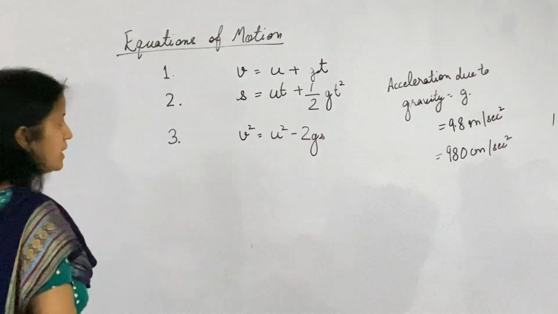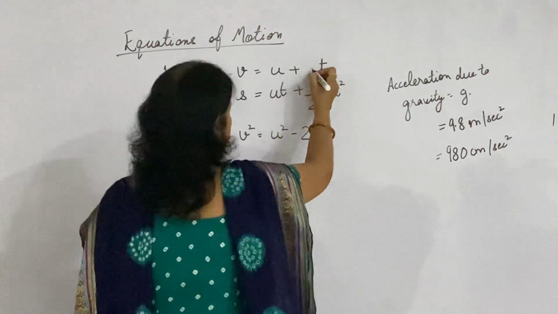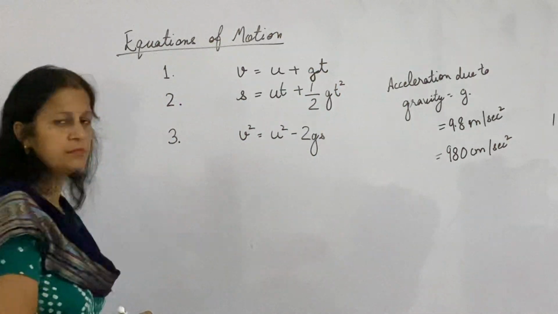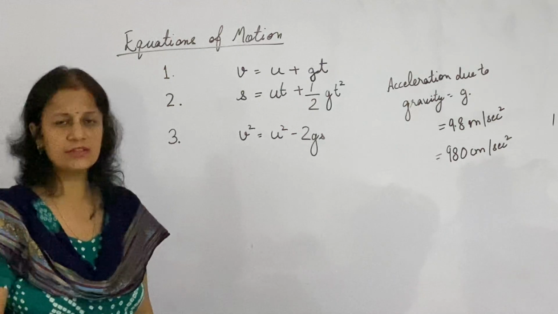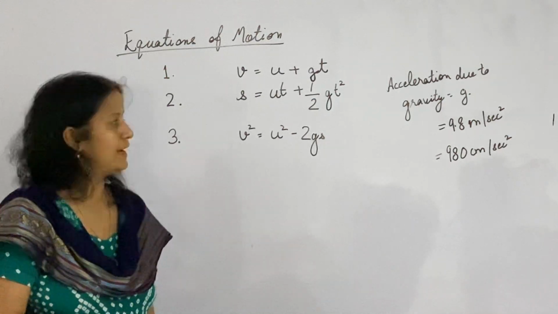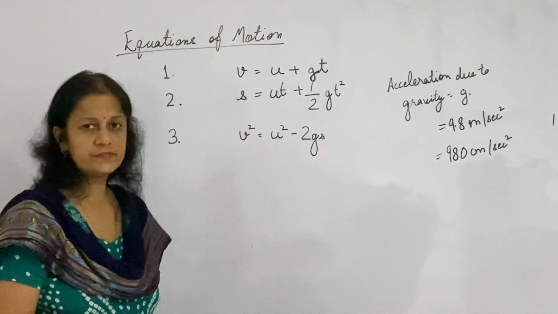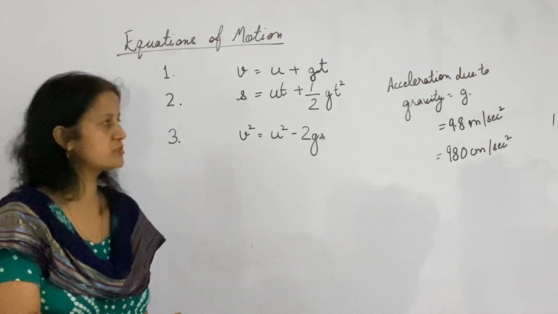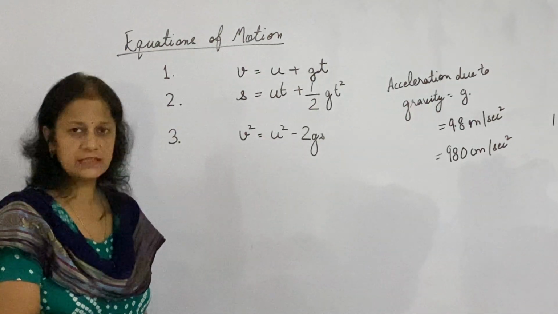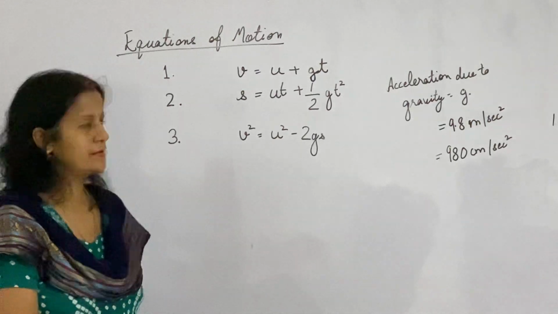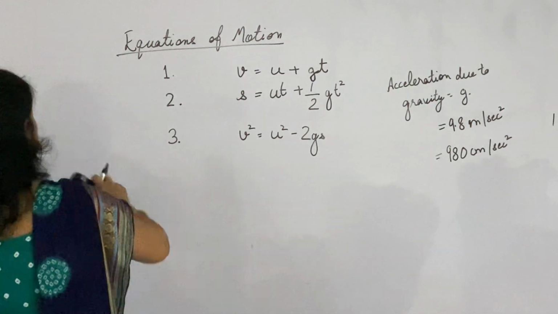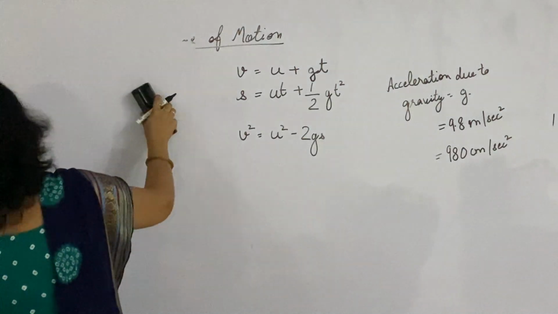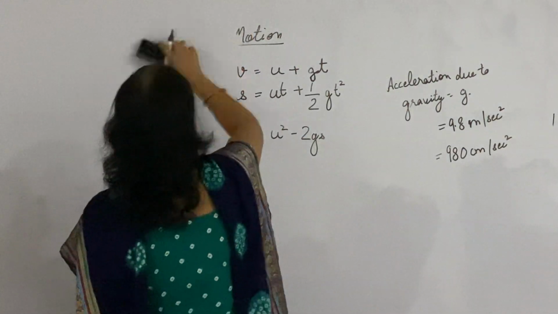And regarding acceleration, A is positive when the object is speeding up and A is negative when the object is slowing down. When the object is slowing down, acceleration is also termed as retardation or deceleration. Now the next topic is the graphical representation of motion.